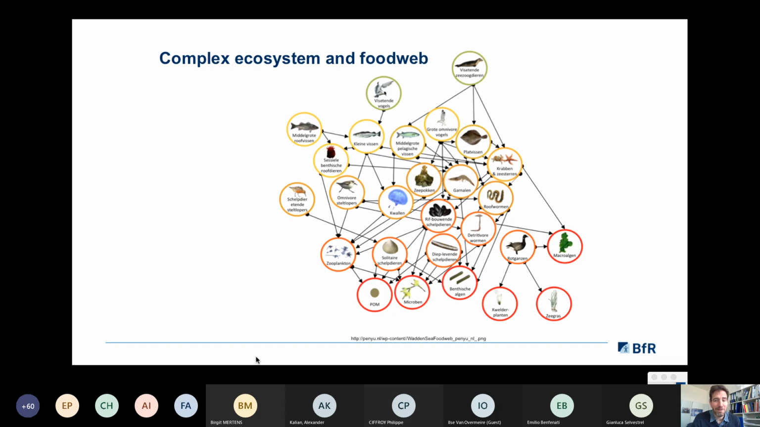In the environment, we typically have very complex ecosystems and food webs. This is just to illustrate. I won't go into detail on this.